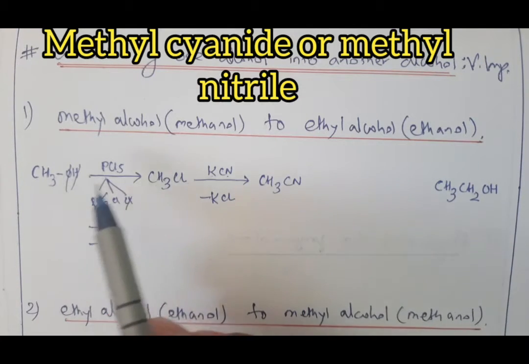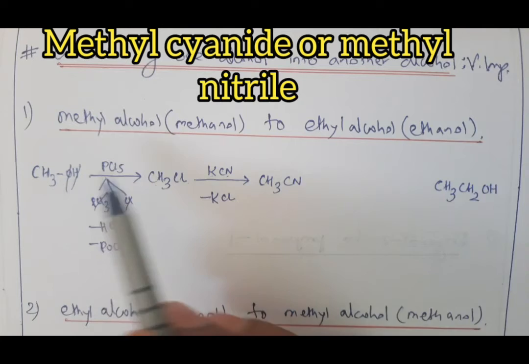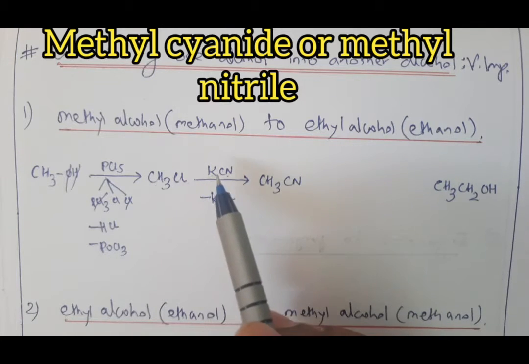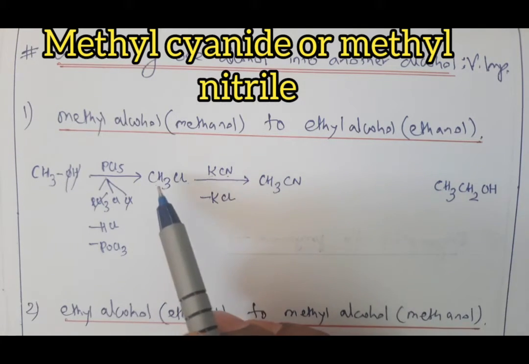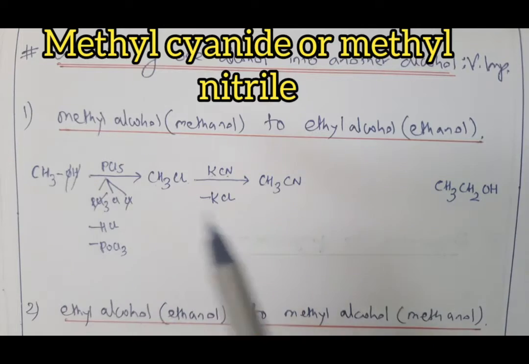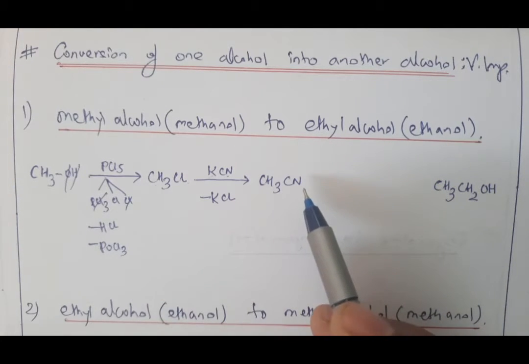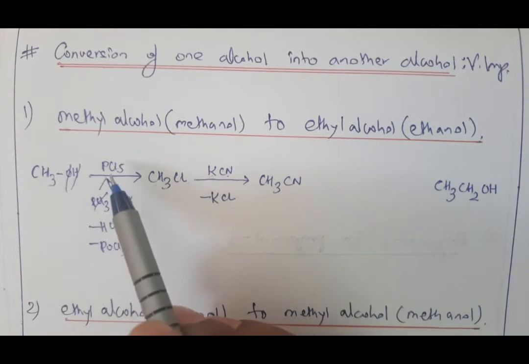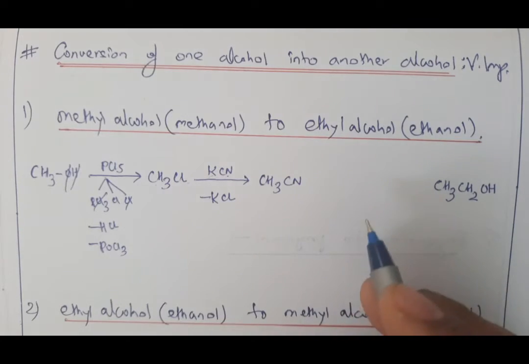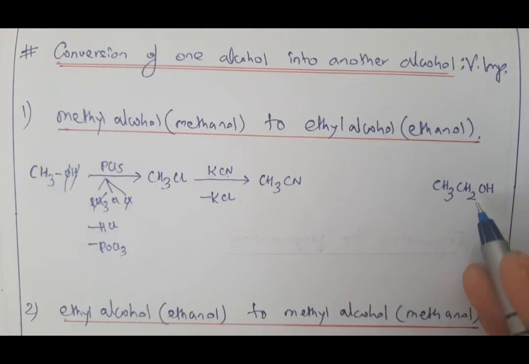So methyl alcohol, when you put PCl5, OH gets removed, Cl enters, you get methyl chloride. And when you put KCN, KCl goes out, you get methyl cyanide. So here was one carbon, here is two carbon. So I increased one carbon from alcohol by reacting with PCl5 and KCN. Now I need to convert this cyanide to alcohol.